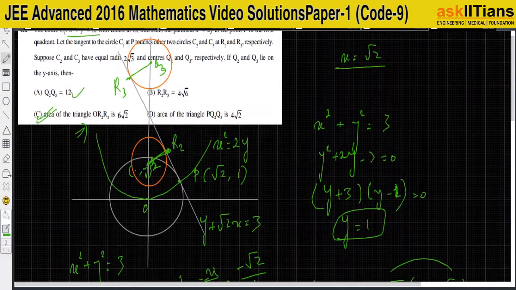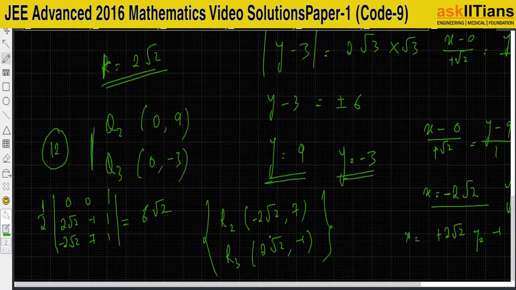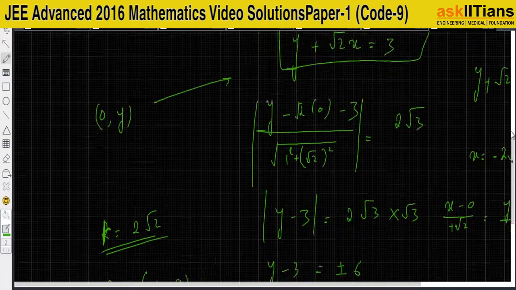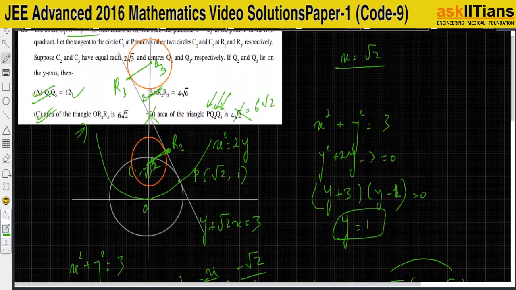And again, the coordinates of P I know, the coordinates of Q I know, the coordinates of Q3. So again, you can use the determinant formula. This area will also come out to be 6 root 2. So this is not a correct option. D is not correct. A is correct. C is also correct. And R2 R3, that also we can find by using the distance formula. I know both the points, so just apply the distance formula and find R2 R3, and check whether that distance comes out to be 4 root 6 or not. Actually, I think it will come out to be 4 root 6, but still check it once.